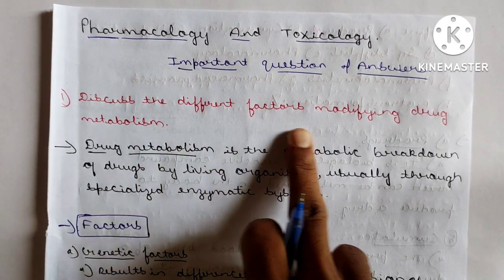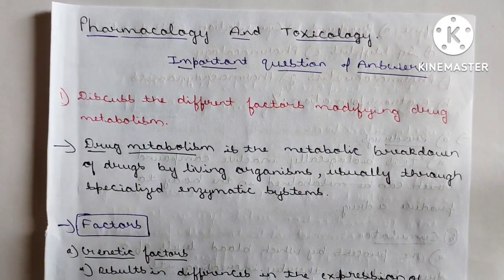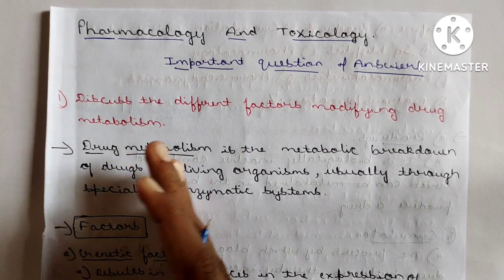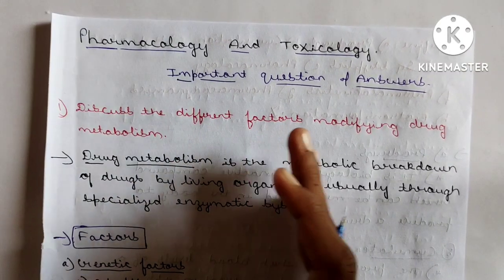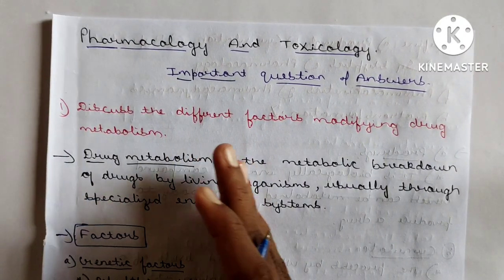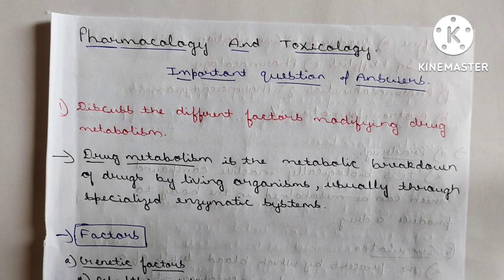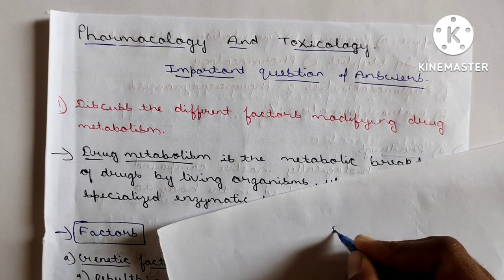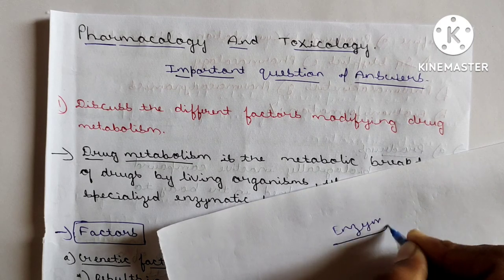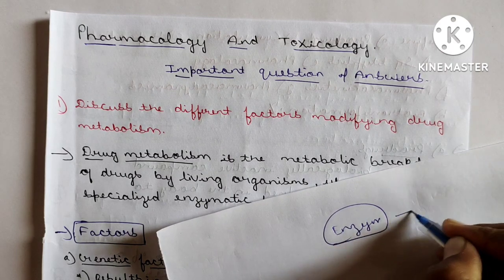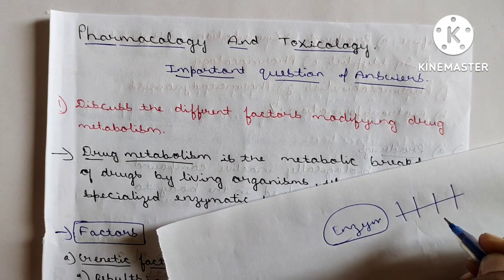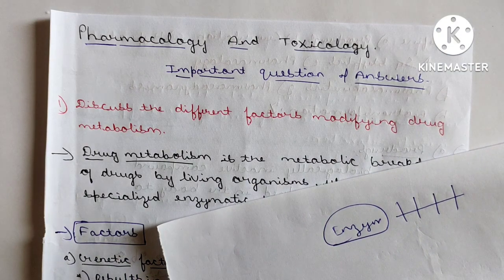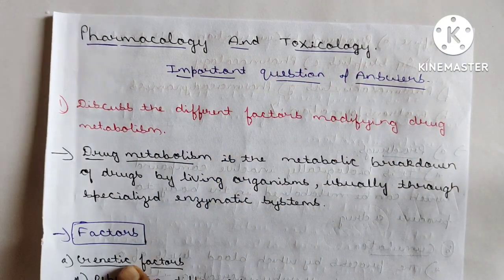Discuss the different factors modifying drug metabolism. See, first you have to write what is this drug metabolism. Metabolism is nothing but a breakdown. It is the metabolic breakdown of drugs by living organisms, usually through specialized enzymatic substance. See, enzymes play a vital role in our human body. These enzymes, what they will do, the complex substance they will break down into a simple form, so that the simple form can be easily absorbed. Now let's discuss the factors affecting.